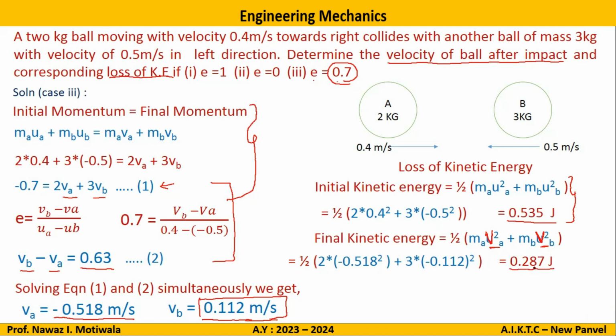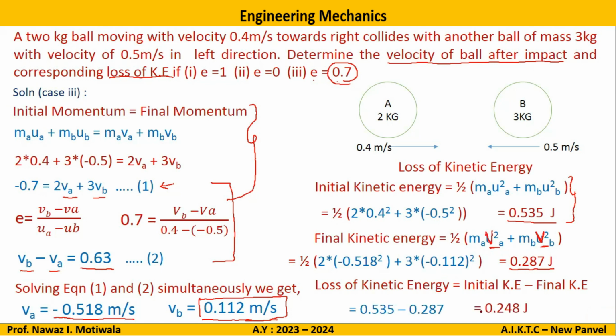0.287 joules. Now we need to find out what is loss. So loss is given as initial kinetic energy minus final kinetic energy. Substituting the values, I will get the answer as 0.248 joules.